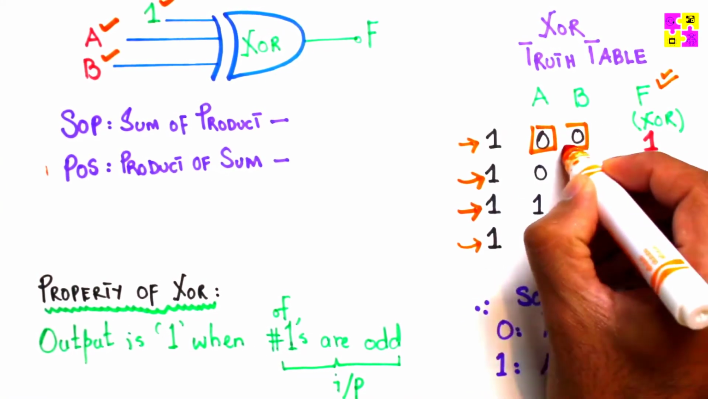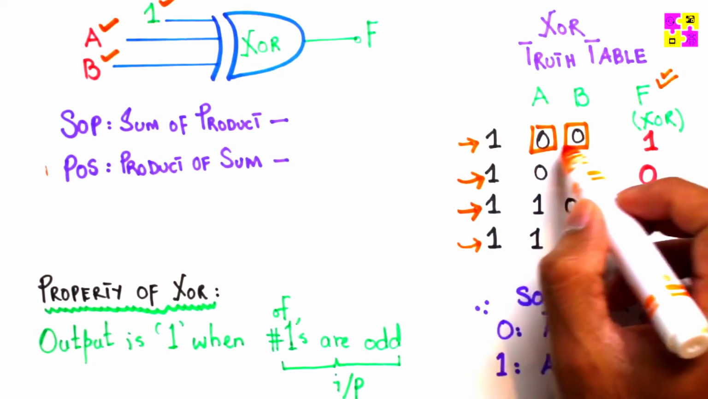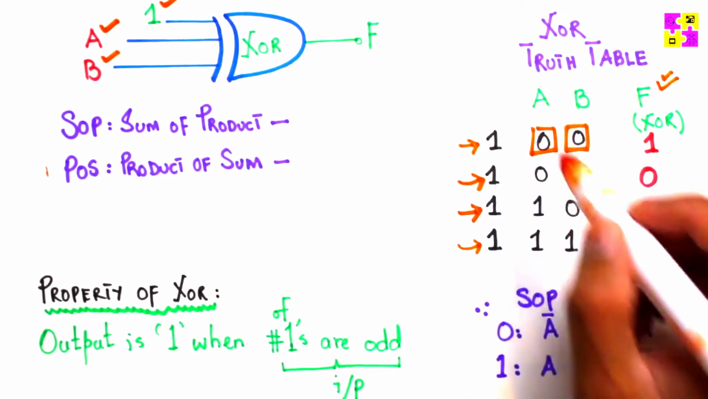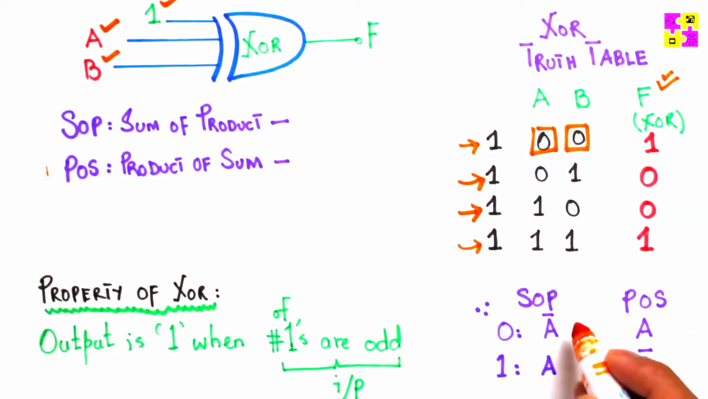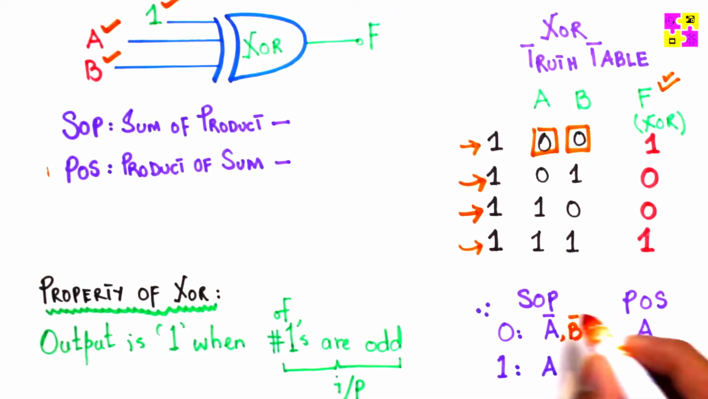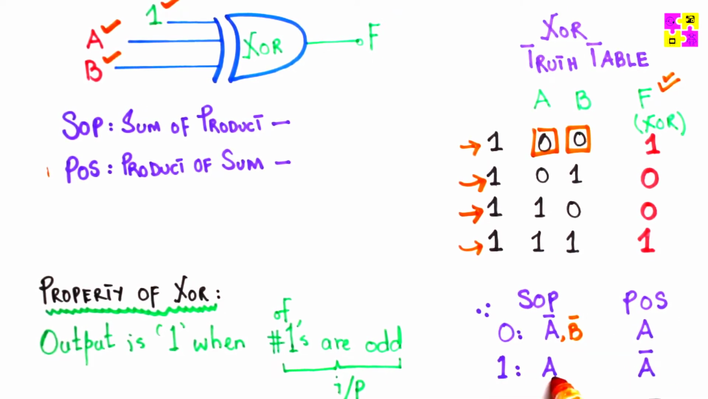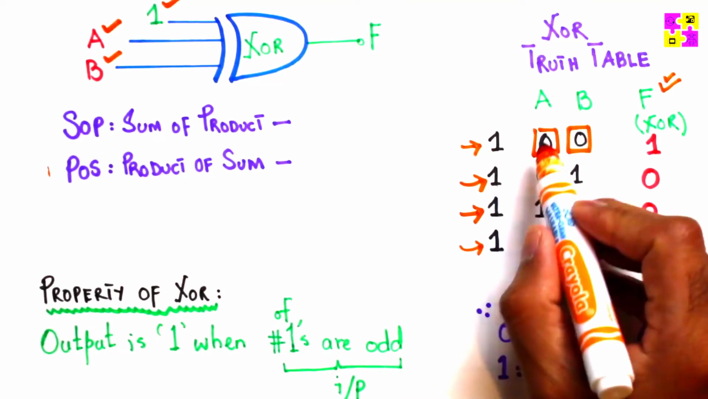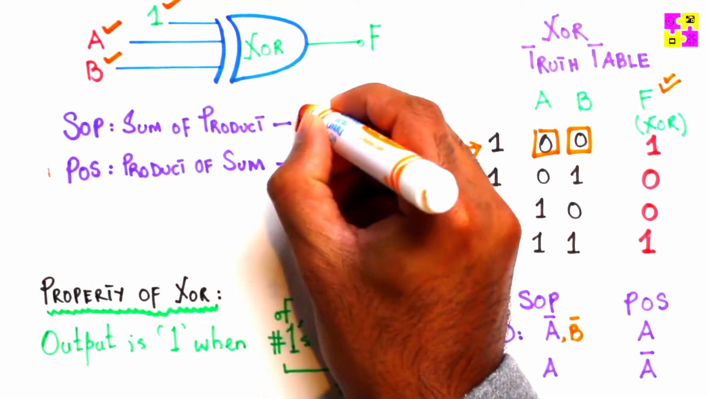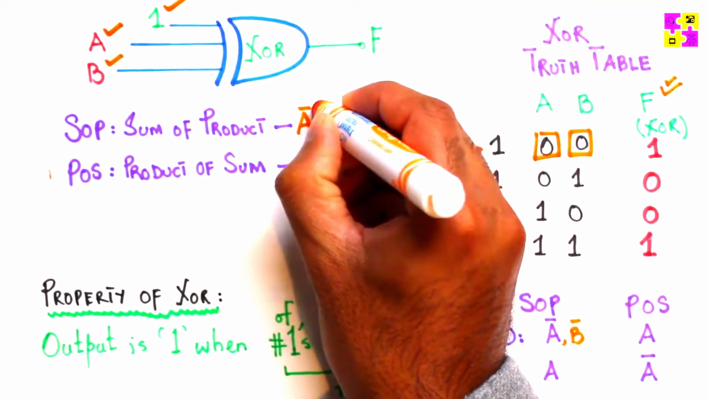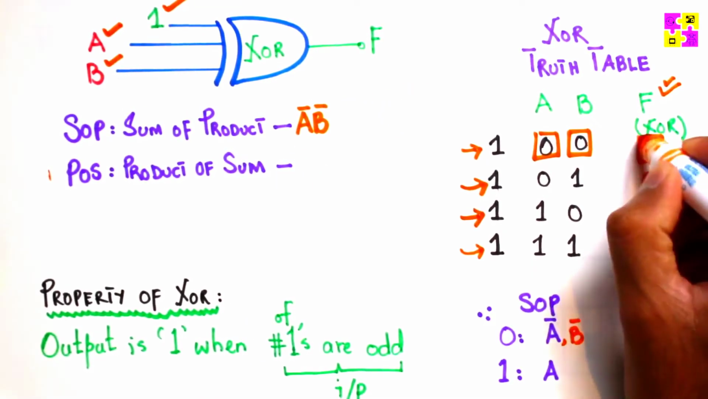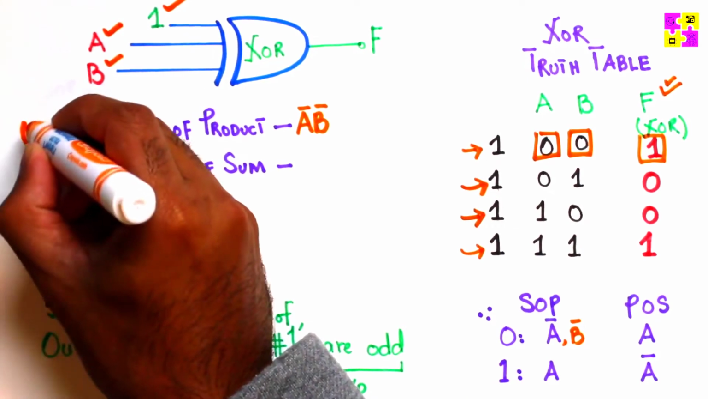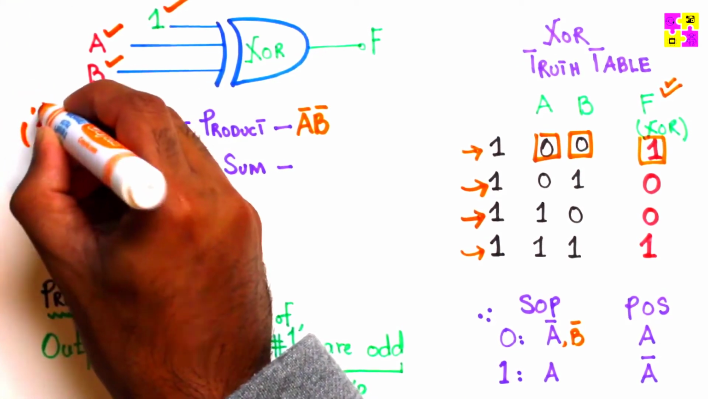A0, B0. So we take a product, and 0 in SOP is considered as A bar or B bar or whatever the variable name is. 1 is considered as A or B or C or D and so on. So that makes A bar, B bar. We only look at ones. For SOPs, we only look at 1. Remember that. These are the min terms.